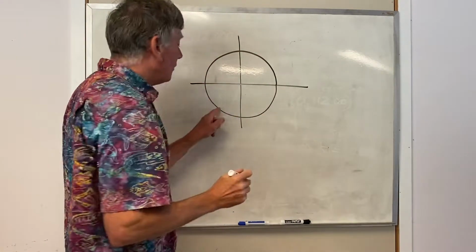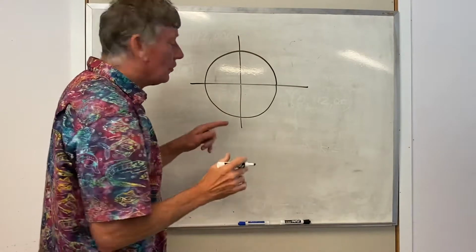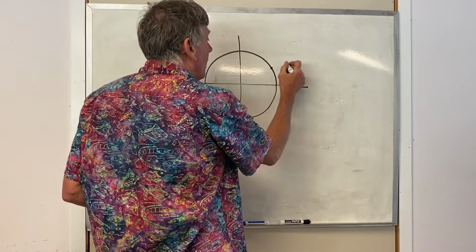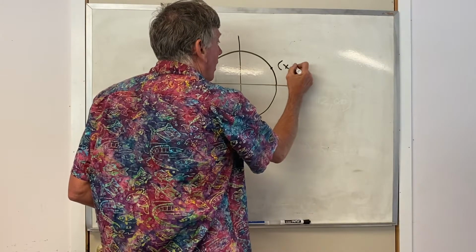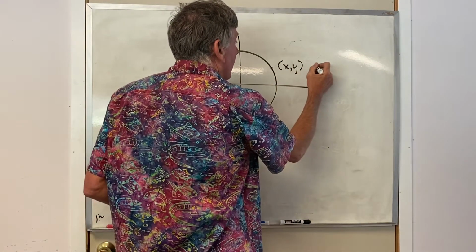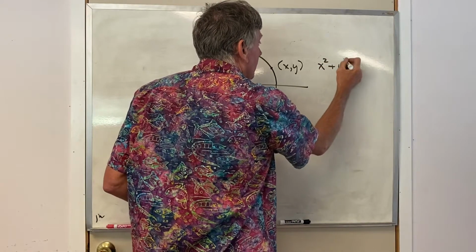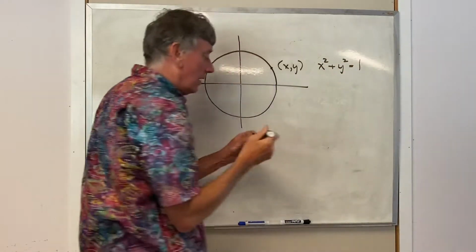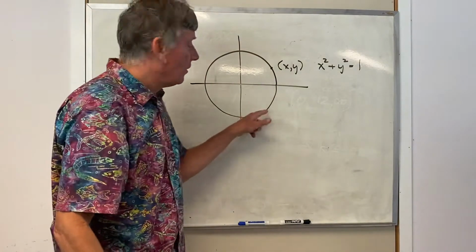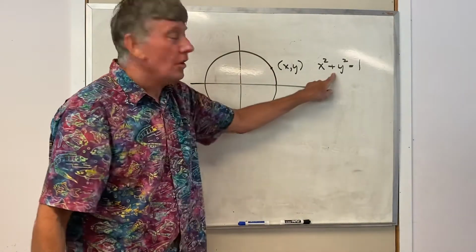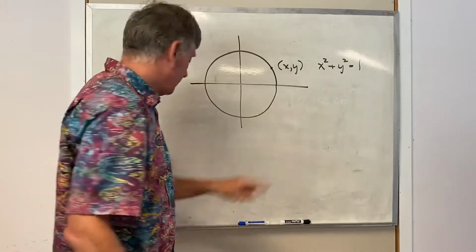And remember, every t value on this circle has some x and y coordinate in that x squared plus y squared is equal to 1. That's the rule. To be in the club, to be a point on this circle, you have to follow this rule.